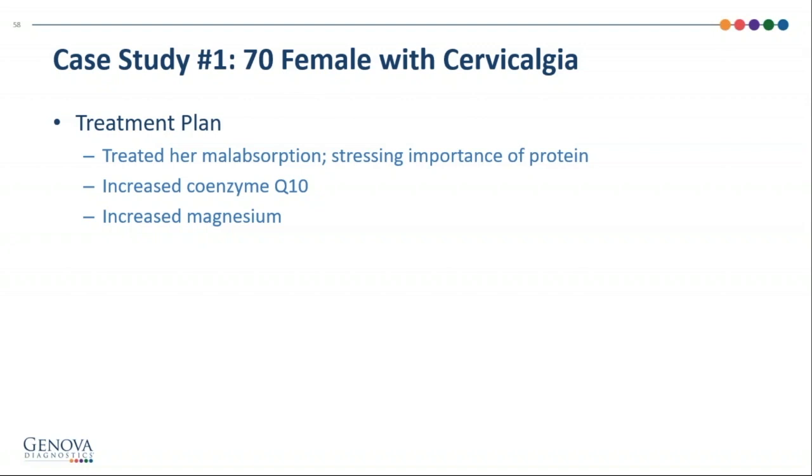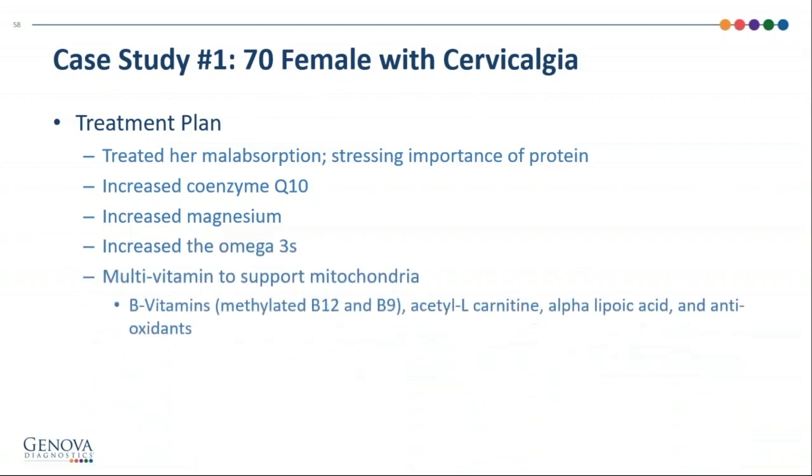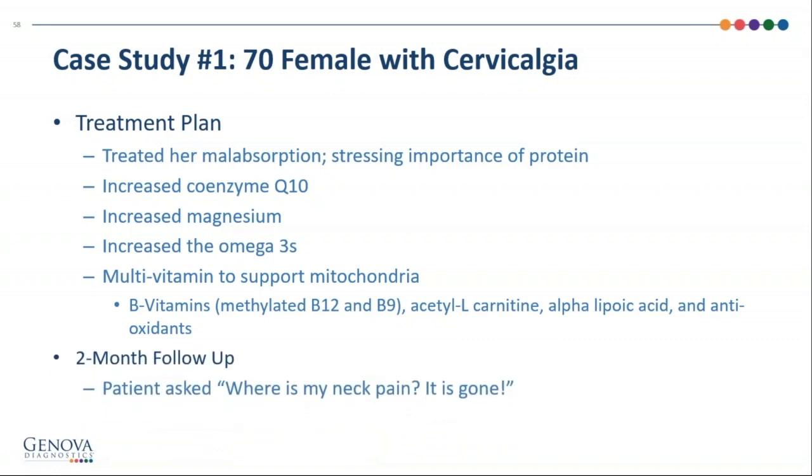Although she had a reasonable number, we went ahead and pushed it up higher, increased her magnesium, increased all her omegas, and also improved her B vitamins. She was taking a sublingual B12, but it may not have been high quality. So we went ahead and gave her B12, gave her a product that has acetyl L-carnitine, alpha-lipoic acid, and antioxidants. A wonderful product that I use, and it kind of has it all. It's really designed for the mitochondria.